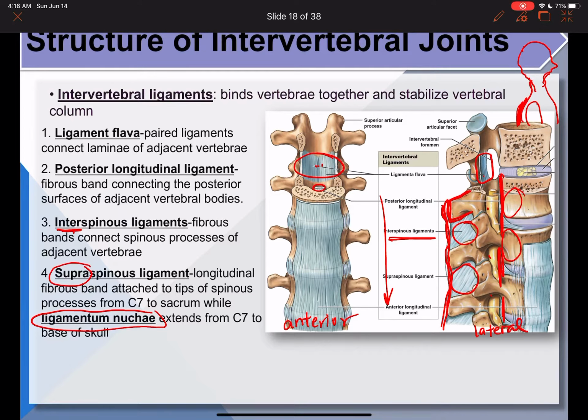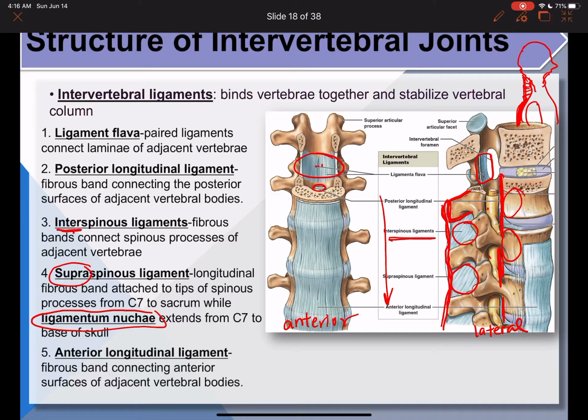And then what happens from here, the seventh cervical vertebrae, all the way to the back of the skull, is this fin-looking thing. I think it really looks like a fish fin or something. But that's how the ligamentum nuchae looks, connecting your cervical vertebrae to the back of the skull.